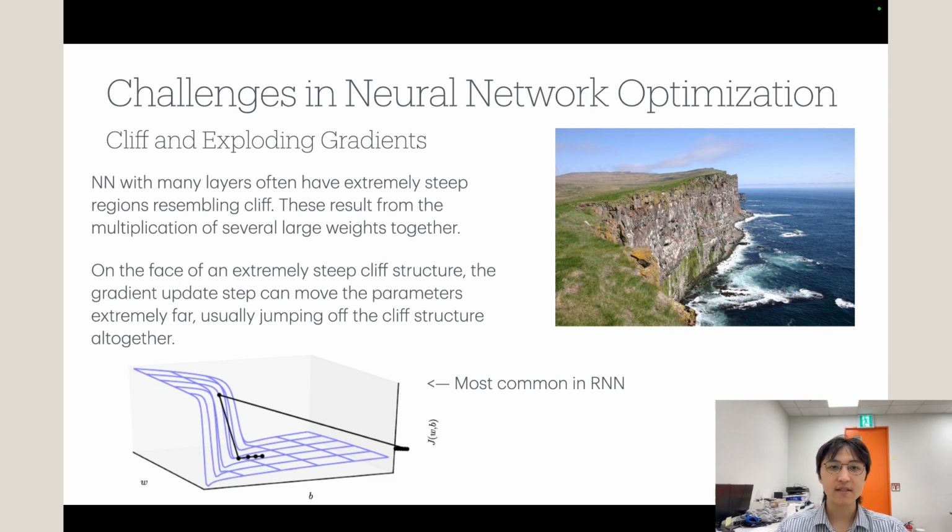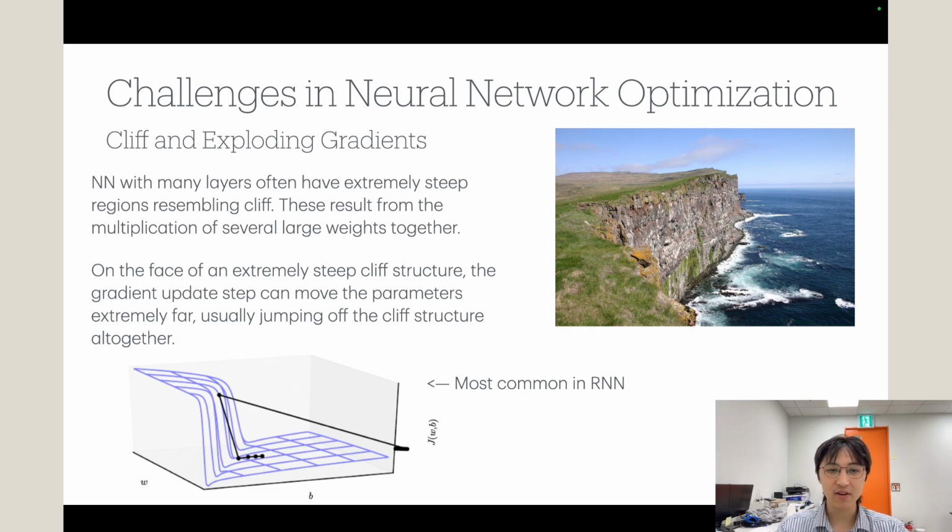Another problem is exploding gradients and cliffs. Neural networks with many layers often have extremely steep regions resembling this cliff you can see in the image, and this results from the multiplication of several large weights together. On the face of an extremely steep cliff structure, the gradient update step can move the parameters extremely far, usually jumping off the cliff structure altogether.